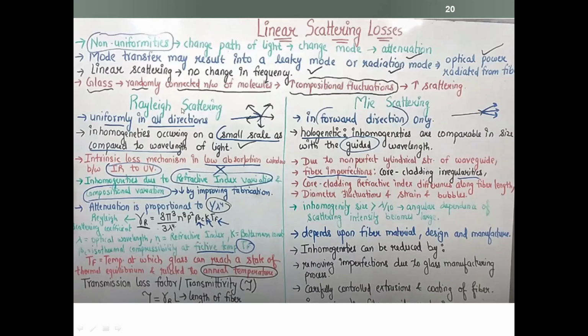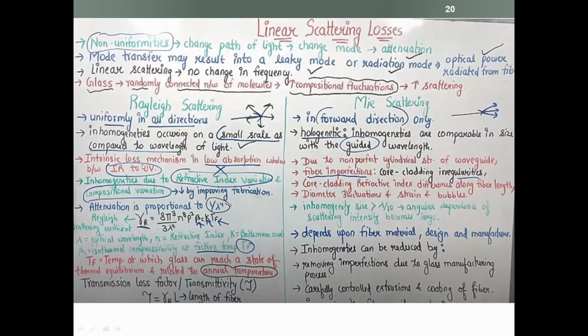In Rayleigh scattering, it is uniform in all directions. Mie scattering is not uniform in all directions, as I already told you and showed you in the figure. In Rayleigh scattering, inhomogeneities occur on a small scale compared to the wavelength of light. In Mie scattering, inhomogeneities are comparable in size with the guided wavelength. So remember that it is 1/10 of lambda. Here it is 10 to the power minus 4, that is, 1 by lambda to the power 4 is what you need to remember. This is the formula which I already told you.